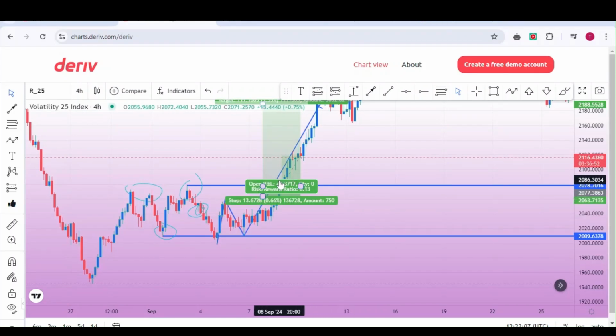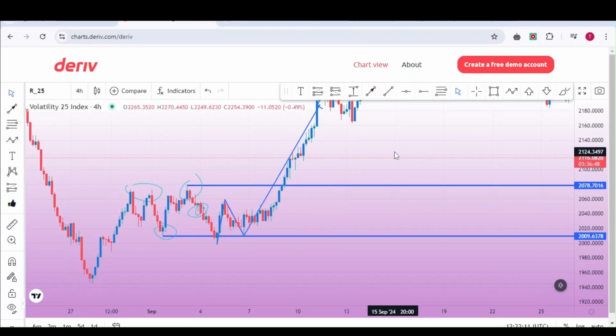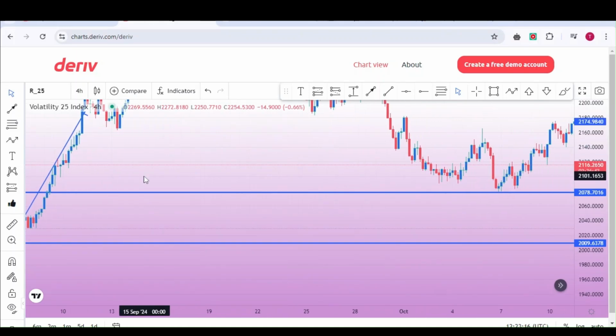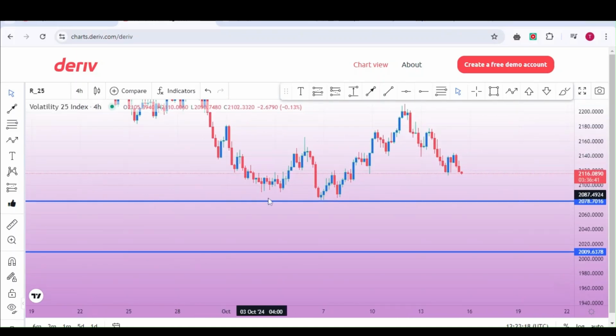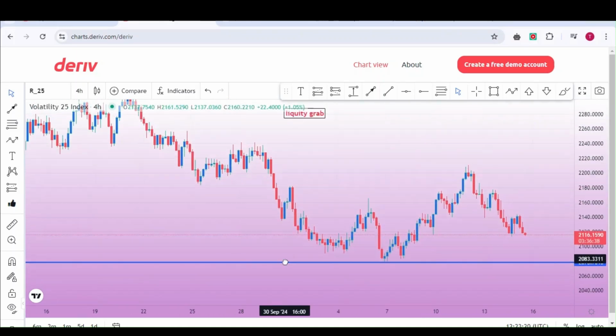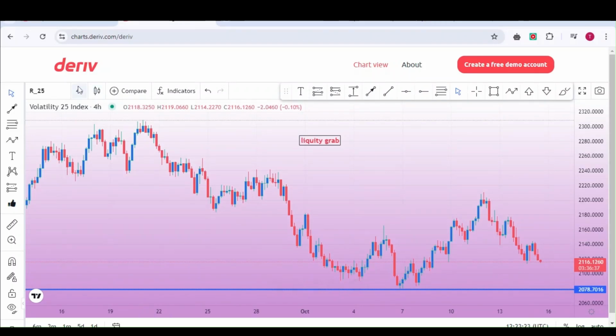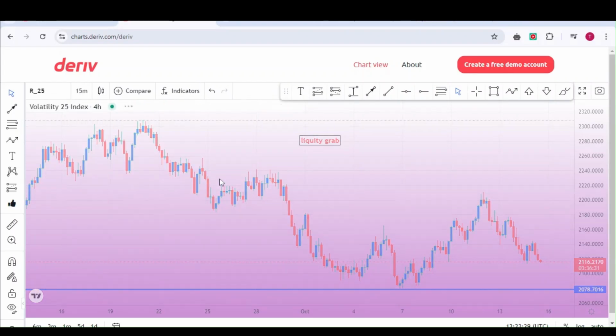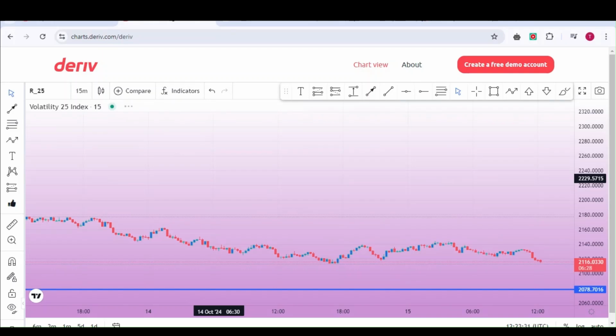You can see that after you use the same concept, you can get some good trades. We can maybe check for another area here after identifying the first one. Let's try and look at the 15 minutes to see whether we can find those liquidity grabs.